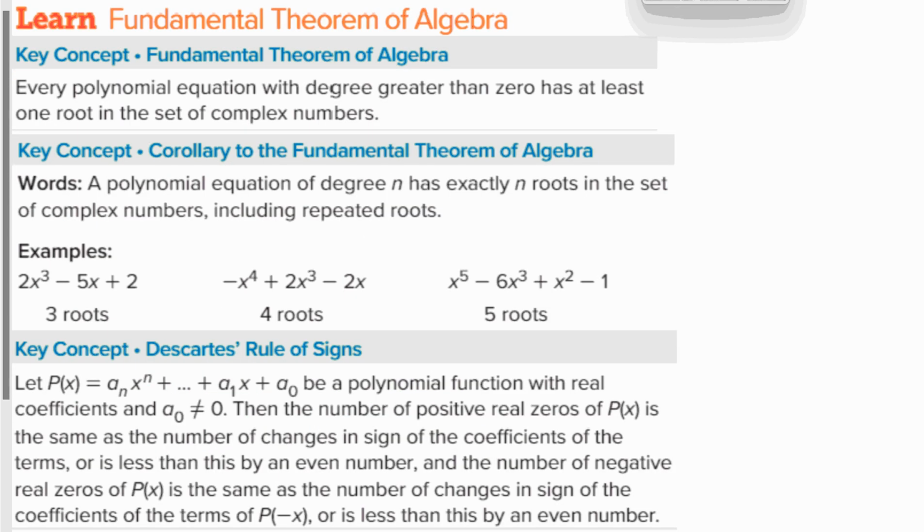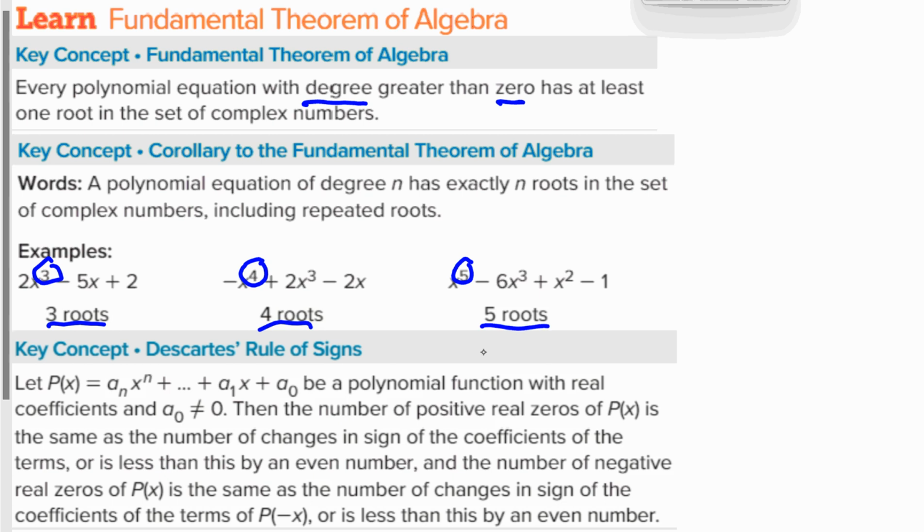The other big thing about the fundamental theorem of algebra is whatever the degree is, that's how many zeros we have, or at least that many. So if I have a degree of 3, that means I have 3 roots. Now, some of those roots might be real roots, they might be complex. Degree of 4, so there's 4. Degree of 5, so there's 5.